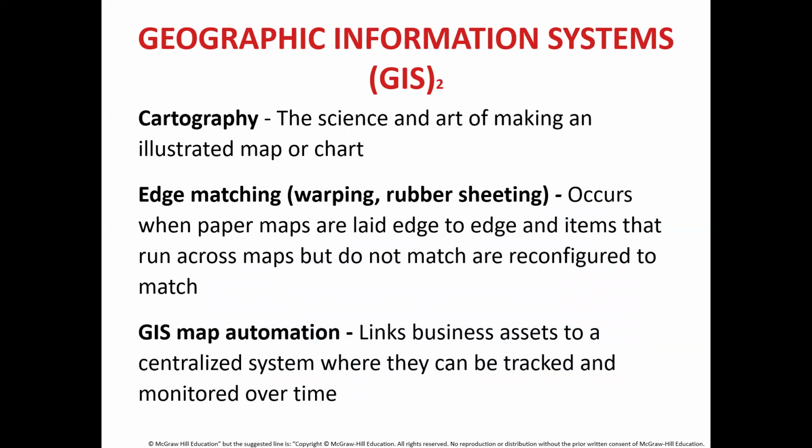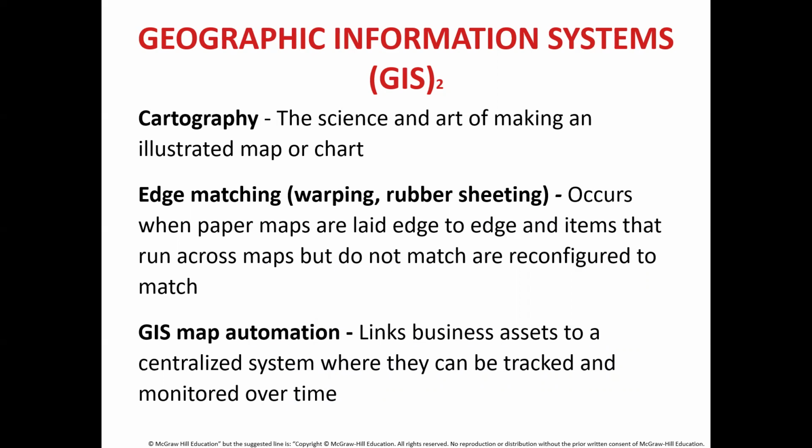Some associated terms with GIS include cartography, edge matching, and GIS map automation. To define these, cartography is the science and art of making an illustrated map or chart. GIS allows users to interpret, analyze, and visualize data in various ways that reveal patterns and trends in the form of reports, charts, and maps.